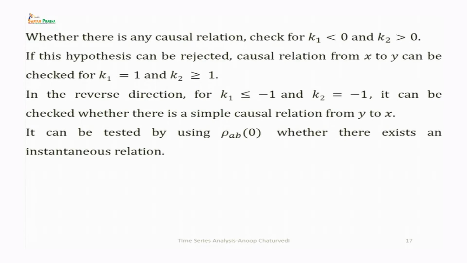Now, whether there is any causal relation, check for k1 less than 0 and k2 greater than 0. And if this hypothesis can be rejected, a causal relation from x to y can be checked if k1 is equal to 1 and k2 greater than or equal to 1. So, first we check this hypothesis for k1 less than 0 and k2 greater than 0. And if we reject this hypothesis, then we start from k1 equal to 1 and k2 greater than or equal to 1.